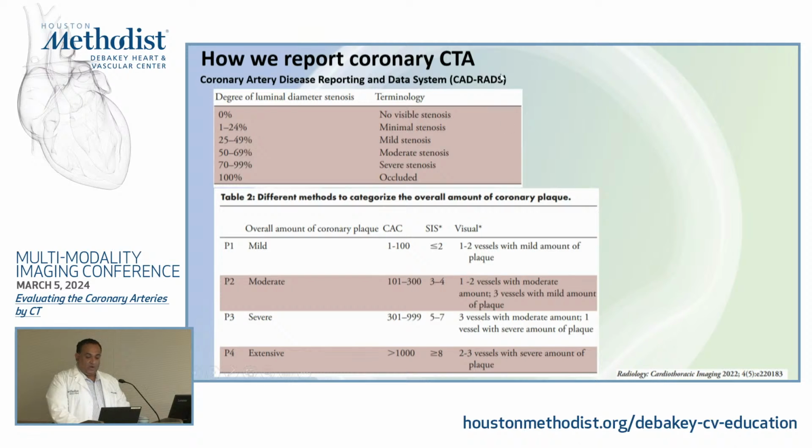So this is how all our reports come out with grading of stenosis. No change between 2016 and 2022 in this CAD-RADS. So we rate the stenosis as nothing, 0%, minimal 1 to 24%, mild 25 to 49%, moderate 50 to 69%. Severe stenosis is greater than 70%. And then here's their classification scheme for grading the severity of plaques, P1 to P4, that goes from mild, moderate, severe, and extensive amount of plaque.